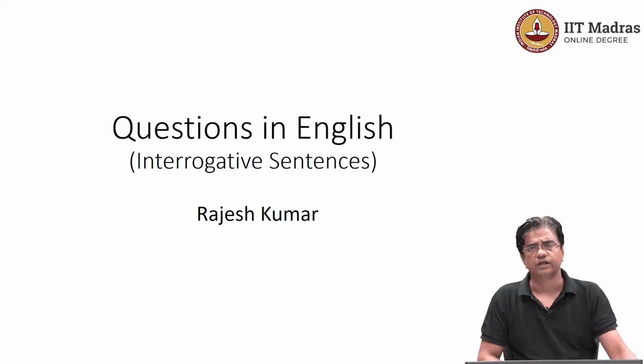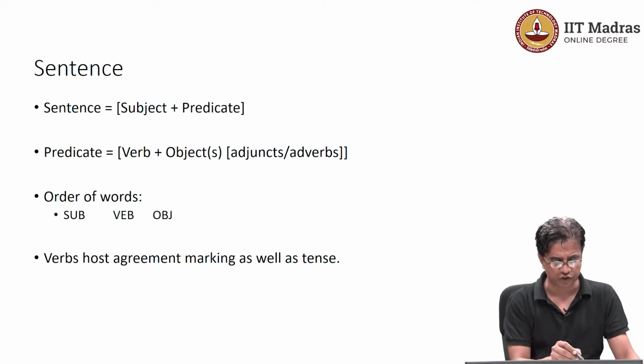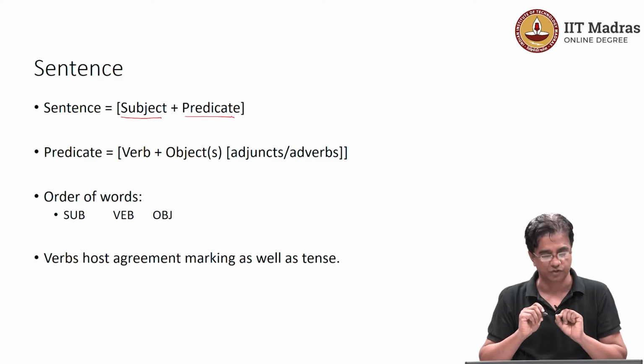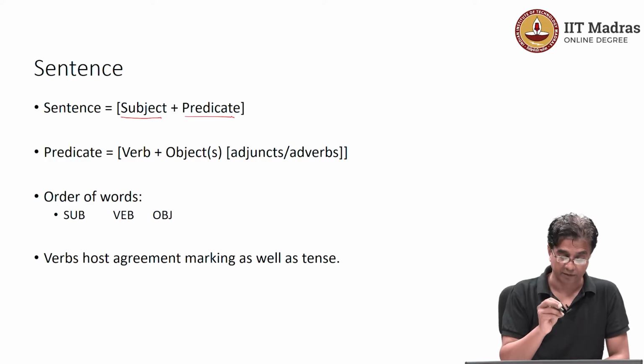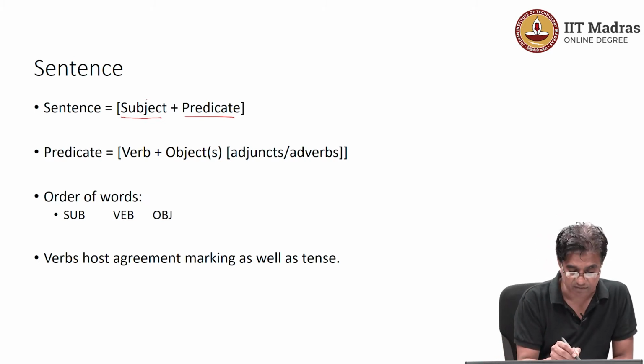As we know, sentences in English, or for that matter in any language, have two parts. We have subject and predicate. A sentence is not possible without either one of the two. And along with that, what we also need is something that connects these two, which is called agreement.